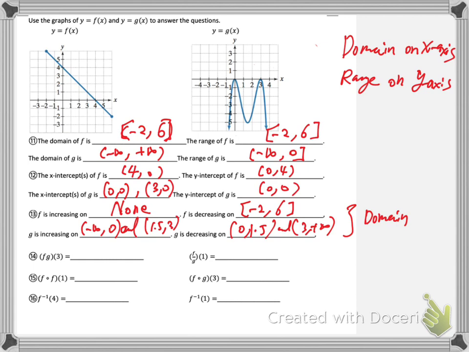Okay, so now this is f times g at 3. This means f of 3 times g of 3. So what is f of 3? You need f of 3, so you find this point, f of 3. So f of 3 is this point.